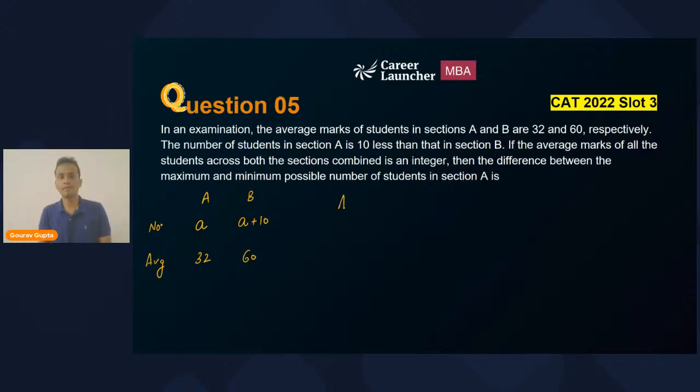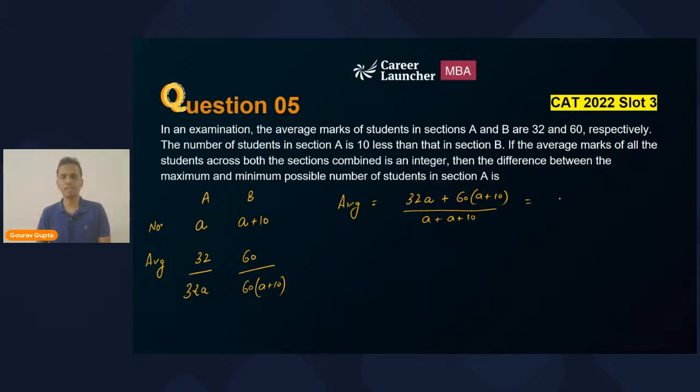So the overall average will be the sum of the marks in section A, that is 32A, and the sum of the marks in B, that is 60 times (A plus 10). So the total sum, 32A plus 60 times (A plus 10), divided by the total number of students, 2A plus 10. All right, so this will be the expression.